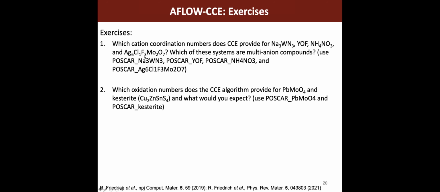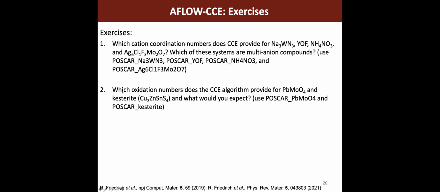Okay, then let me get back to the exercises. The first question is, which cation coordination numbers does CCE provide for this sodium tungsten nitride, for yttrium oxygen fluoride, for ammonium nitrite, and for this rather complex compound, silver chlorine fluorine molybdenum oxide. When you do this analysis and look carefully, you can find out which of these systems are multi-anion compounds. I will show you how to do this, first with an example, and then with the directory structure that you have in the VM.